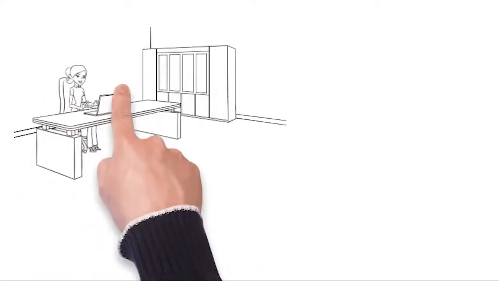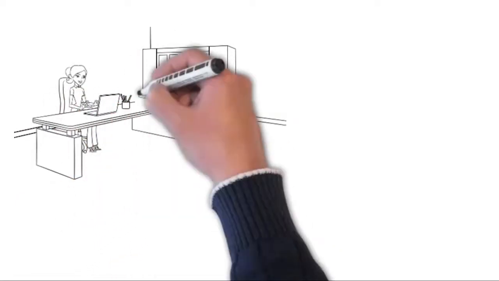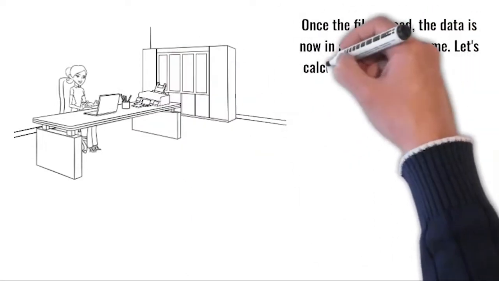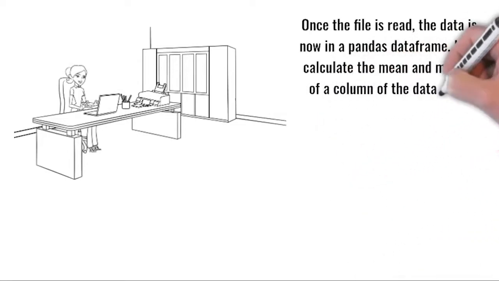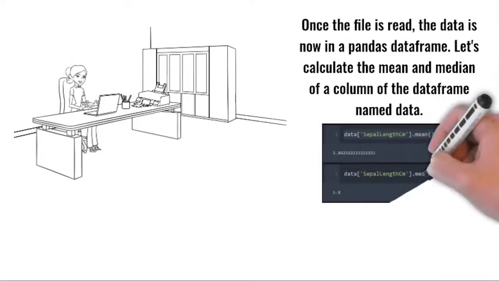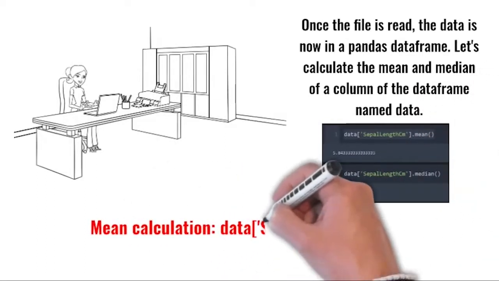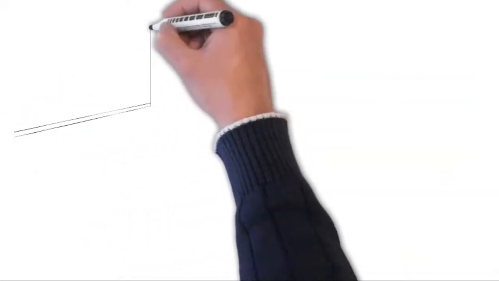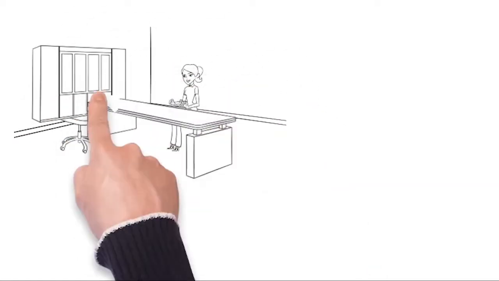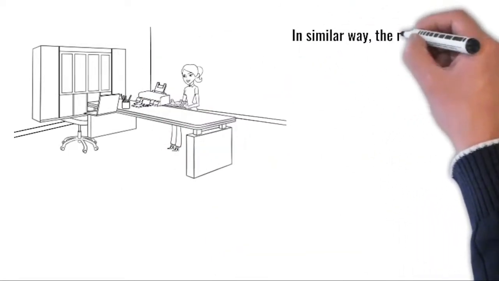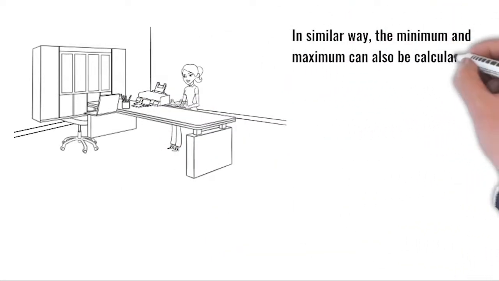Let's calculate the mean and median of a column of the data frame. Mean is calculated with the specific column name and the mean command. Median is calculated with the specific column name and the median command. Minimum and maximum can also be calculated with the min and max commands respectively.